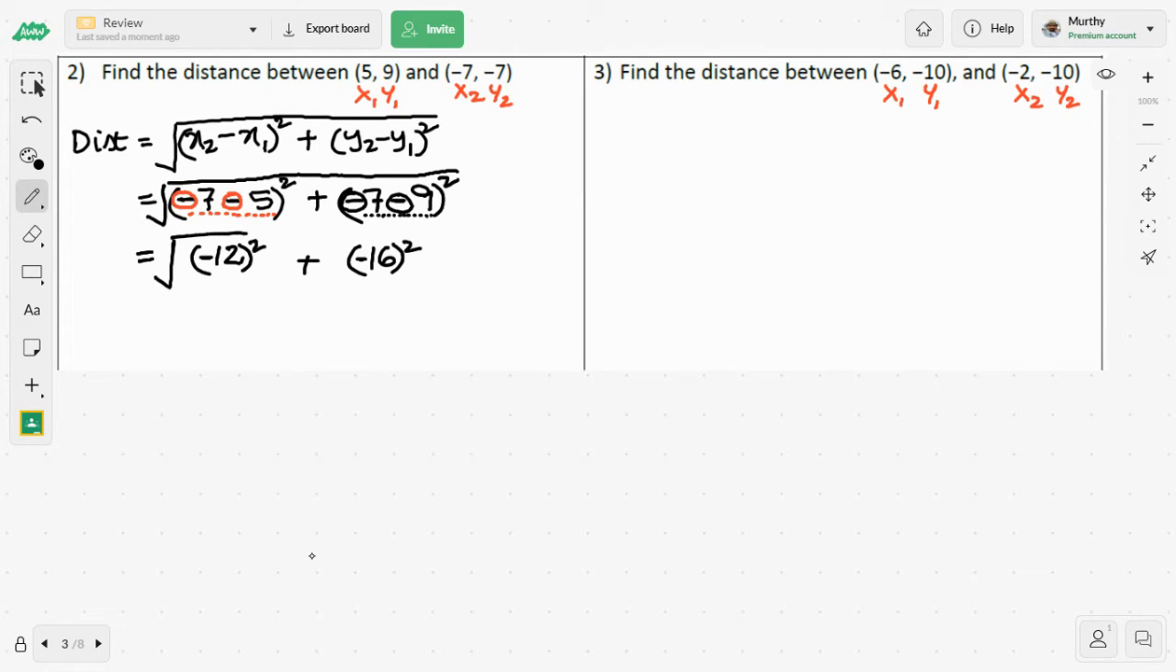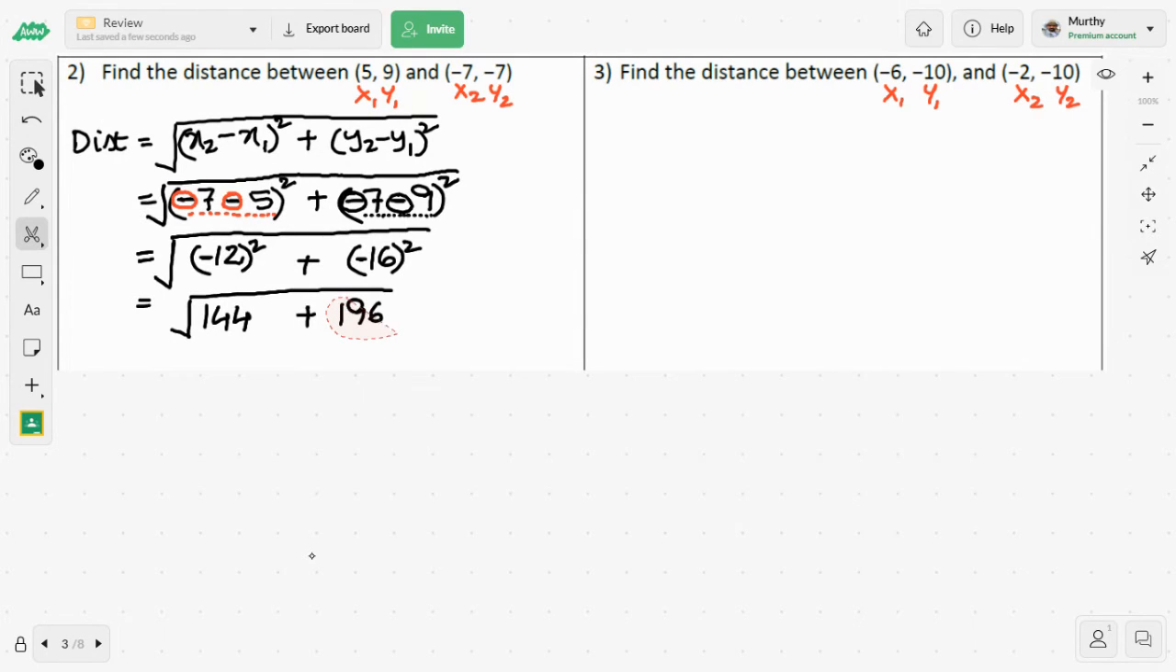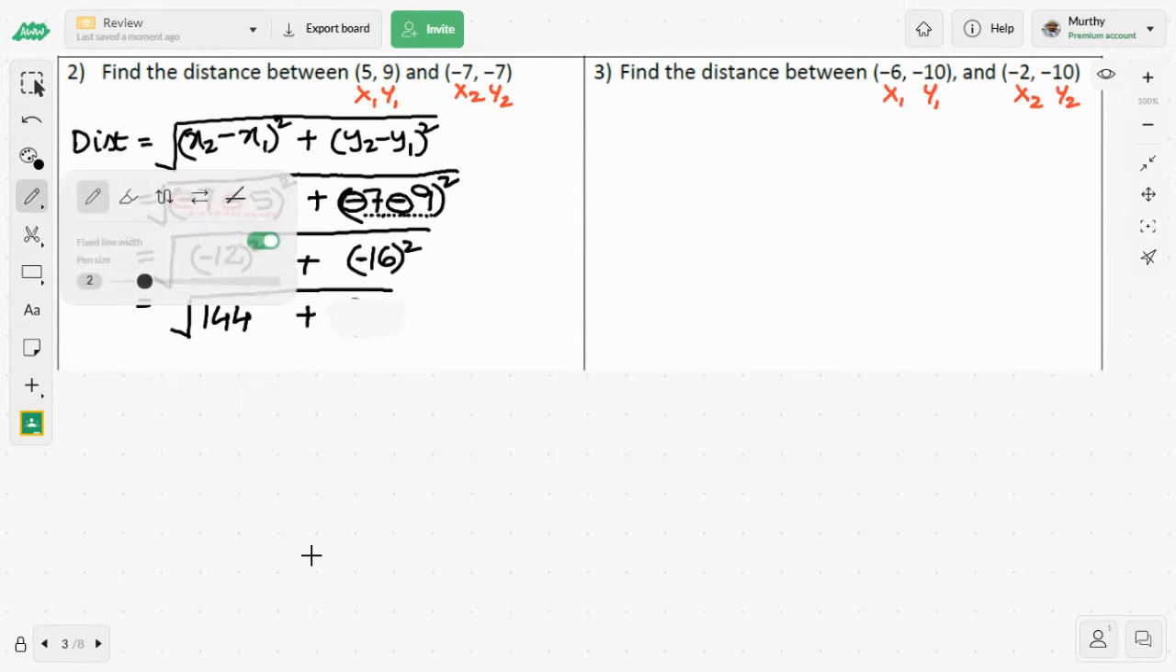At this point, let me grab my calculator, and I know that 12 square gives me 144, and 16 square gives me 196. But still, let me make sure that everything is right. So 12 square is 144, 16 times -16, yes, oops, see, it is 256, it is not 196. My apologies, this is 256.